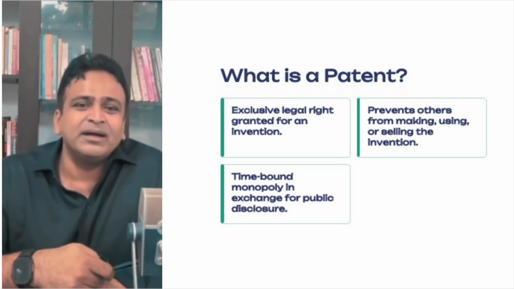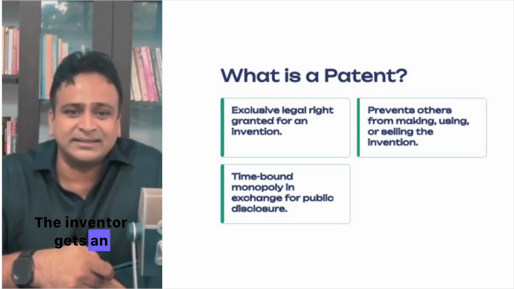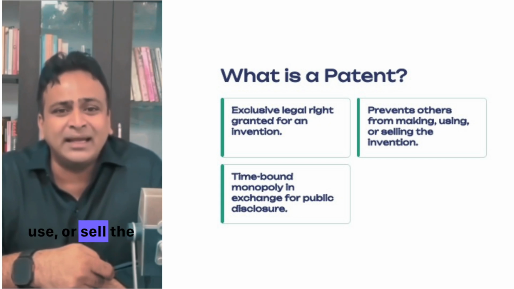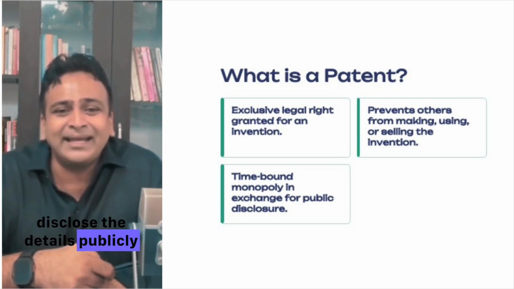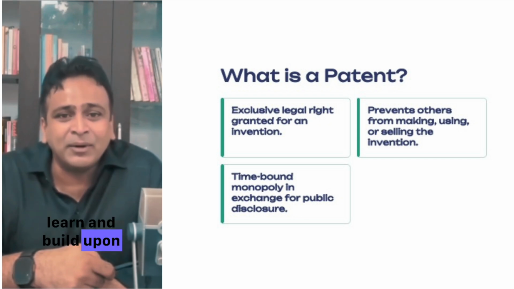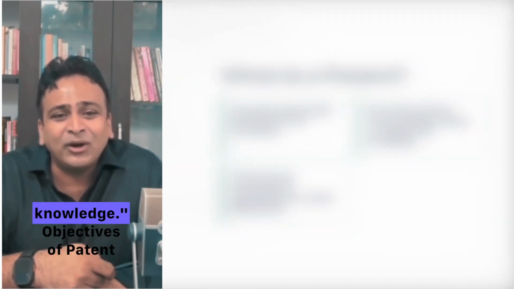What is a patent? A patent is like a deal between the inventor and society. The inventor gets an exclusive right to make, use, or sell the invention for a limited time. In return, they must disclose the details publicly so that others can learn and build upon it. So it's both a reward for innovation and a tool to spread knowledge.